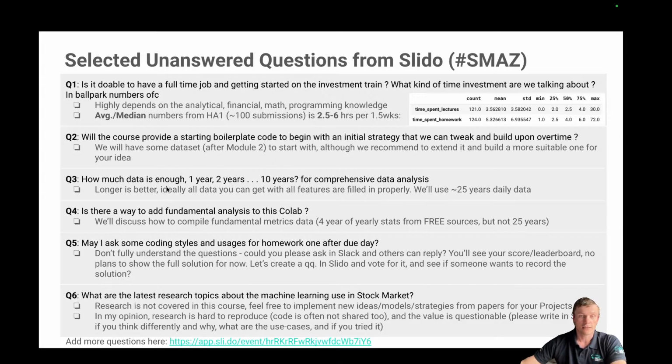How much data is enough? 1, 2 years, 10 years for comprehensive data analysis? This is a hard question, because the general answer is get as much data as you can. The realistic answer is that you need to check that most of the features that are important to you are filled in.